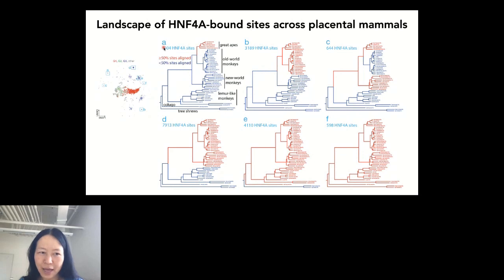Cluster A here is only in great apes. Cluster B is in great apes and Old World monkeys. Cluster C is in great apes and New World monkeys. And D is in great apes and monkeys. And E is in great apes and lemur-like monkeys. And then cluster F is in all primates plus 3 related non-primate species at the bottom: tree shrews and the flying lemur, which is really not a lemur, nor does it fly. But these 3 are the closest non-primate species.